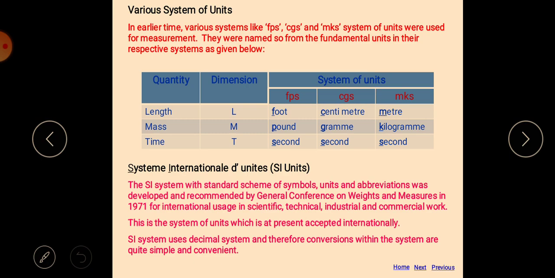Decimal system means for higher units you can multiply the smaller units with multipliers of tens, by multiplying 10, 100, 1000, 10,000. In this way you can get the bigger units, and by dividing the bigger values by 10, 100, 1000 and so on, you will get the smaller values. This is exactly the decimal system.